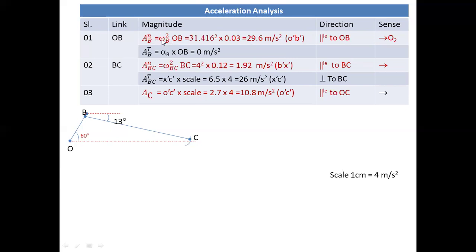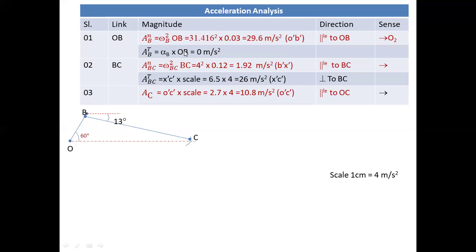So the normal component of acceleration for crank OB will be r into omega square. That is 31.416 square, that will be omega, r is 0.03. So the normal acceleration value will be 29.6 meter per second square. Tangential acceleration will be zero because the crank rotates with uniform speed. That's why there is no tangential acceleration.